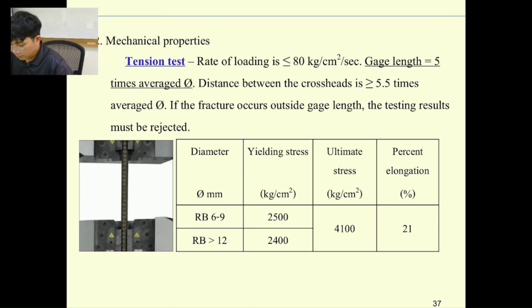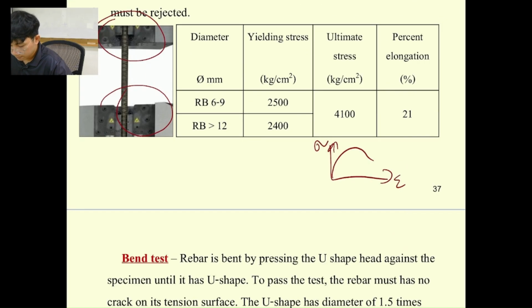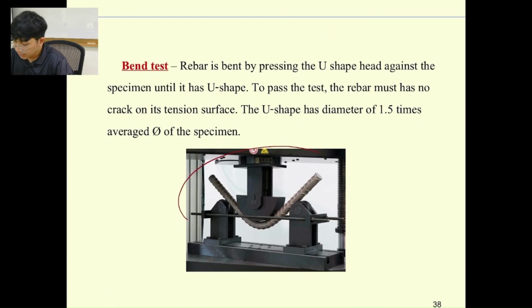And then what we need to do is pull it at the lab, similar to what we have done, and draw the stress strain diagram. Then we're going to get the properties of it. And this one is the bend test. We use a sample of more than or equal to 50 centimeters, and just bend it like this.